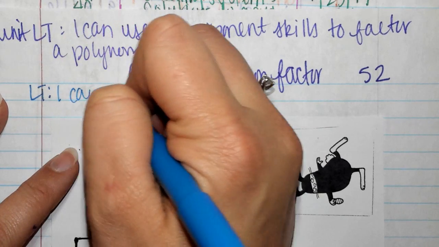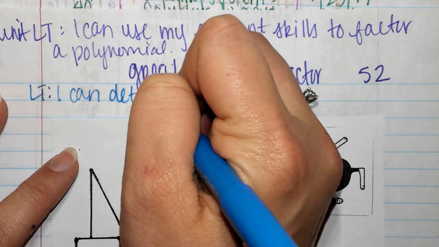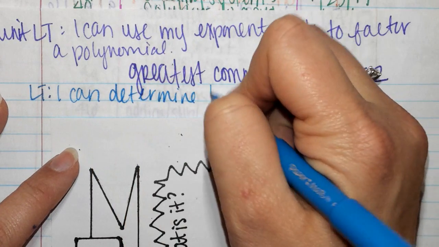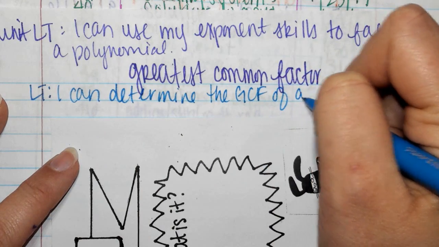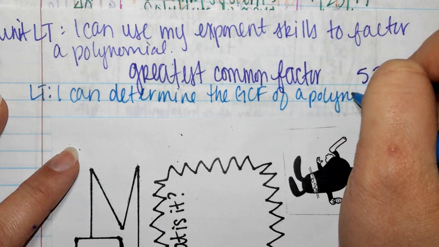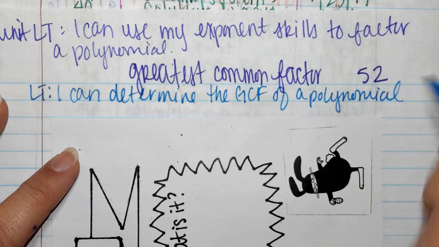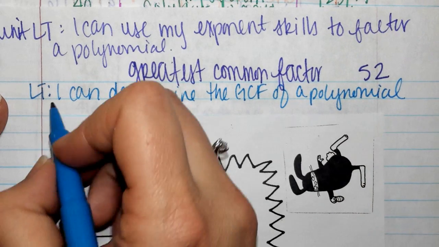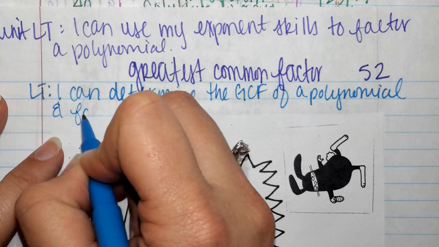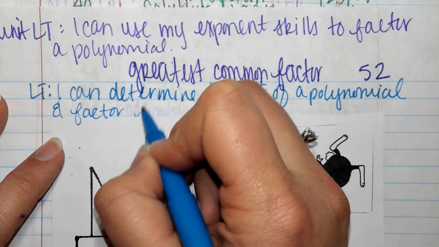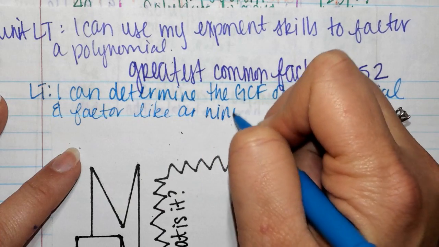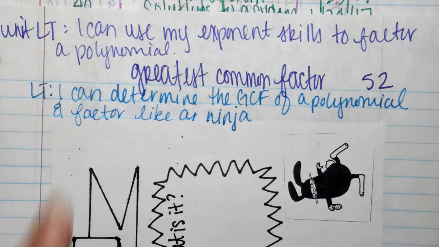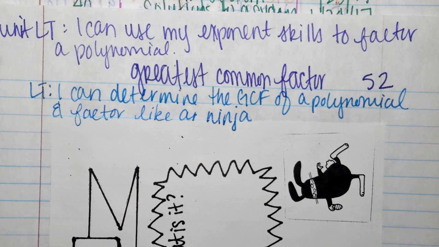And then today's learning target says I can determine the GCF of a polynomial and factor like a ninja. So today is day 1 of your ninja training.